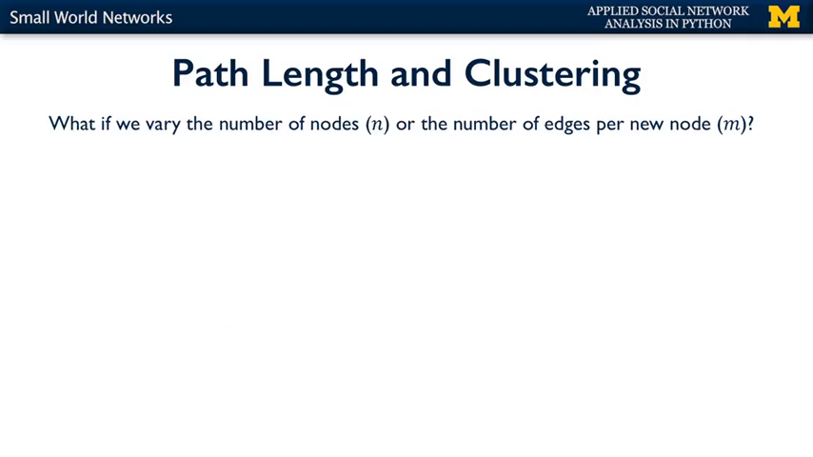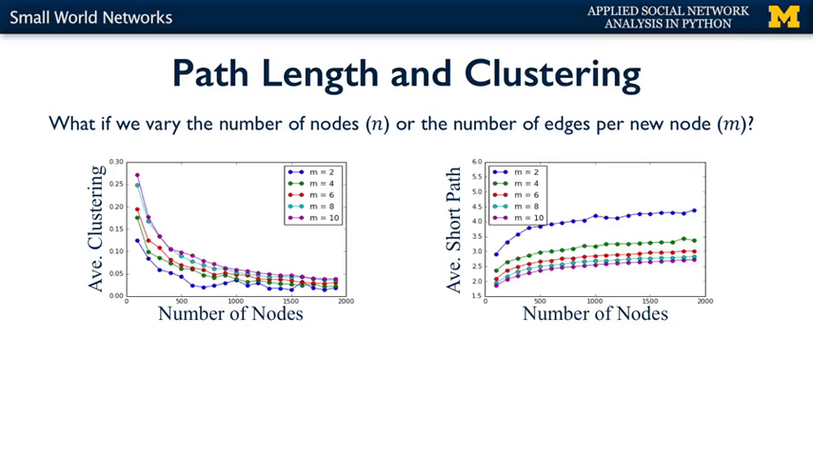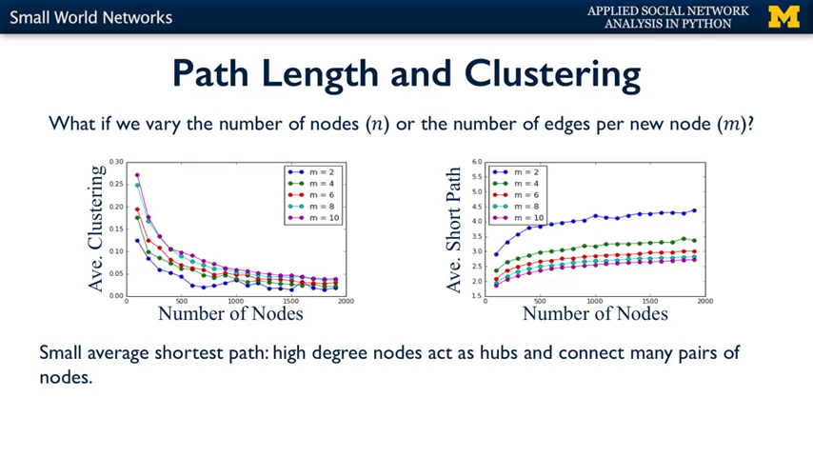Let's see what happens if we vary the number of nodes and the number of edges per new node, the parameter m, and let's see what happens to the path length and the clustering. On the x-axis, I have the number of nodes, and on the y-axis, I have the average clustering coefficient. And we have different curves that represent different values of the parameter m. And then I have the same thing for the average shortest path. What we observe is that these networks have a small average shortest path. And the reason why is that if you remember, these power law degree distributions have the property that some nodes have a very, very high degree. And so these high degree nodes act as hubs that connect many pairs of nodes and make bridges between them. So this is why we see that these average shortest paths tend to be small.